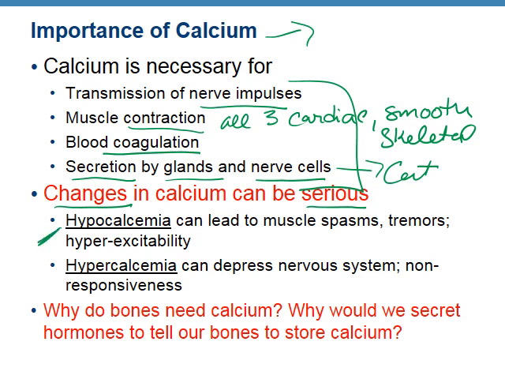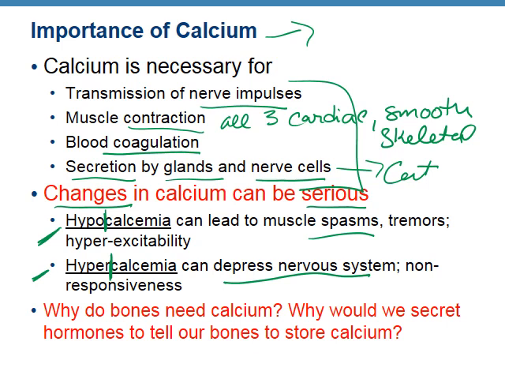If your calcium level is too low, so hypo means low, calcemia means calcium, and hyper means high. Either way, if your calcium is too low, it can lead to muscle spasms, tremors. Basically, everything is hyperexcitable. If you have hypercalcemia, it can depress your nervous system. You can become non-responsive.